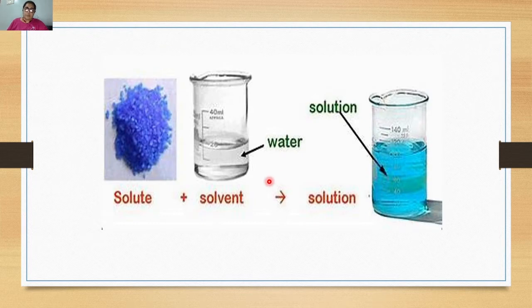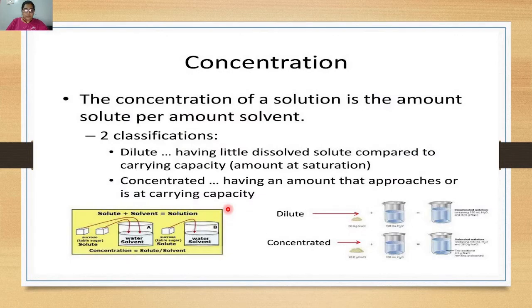For example, in salt solution, the salt is present in less amount, therefore it is solute. And water is present in large amount, therefore it is solvent. And salt plus water makes salt solution. That is, solute plus solvent makes a solution.